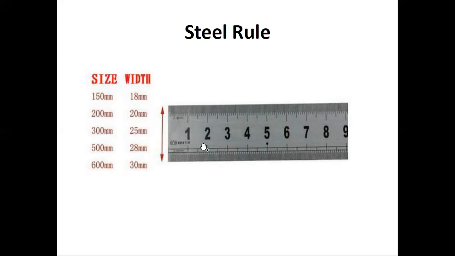Generally, the standard sizes and widths are 150 mm by 18 mm, 200 mm by 20 mm, 300 mm by 25 mm, 500 mm by 28 mm, and 600 mm by 30 mm. These are the sizes of steel rule available for measurement purposes. In industry also we use the steel rule.